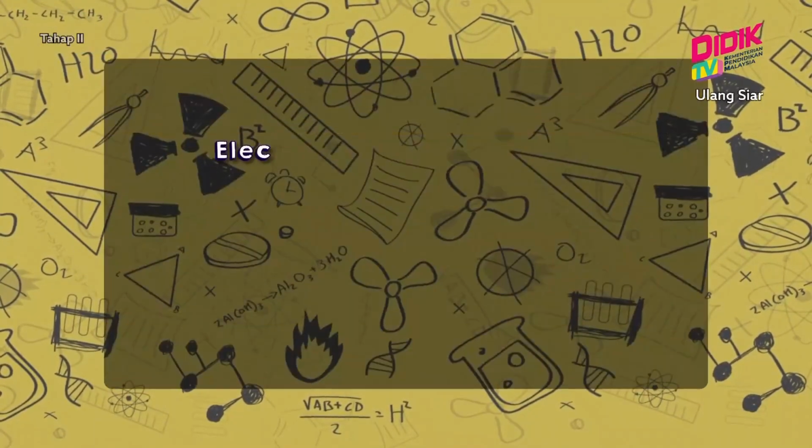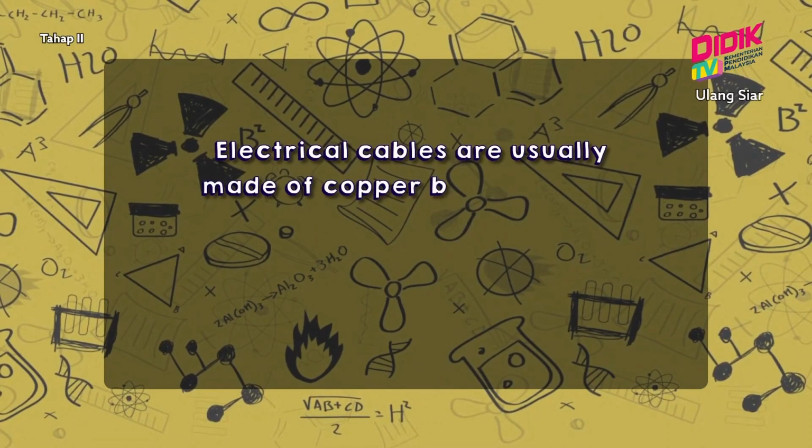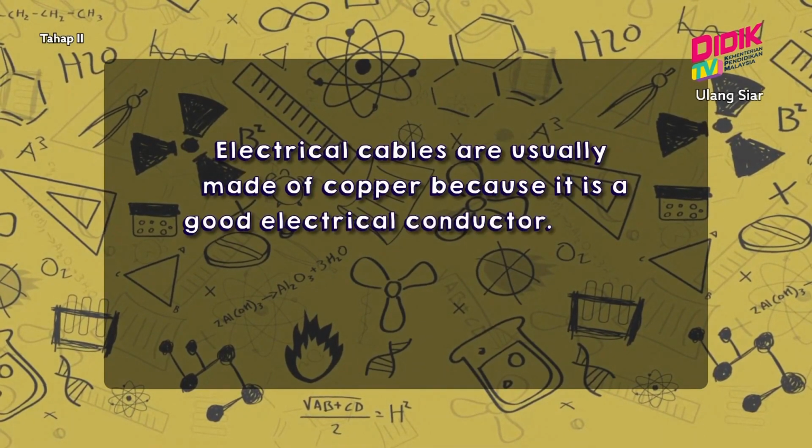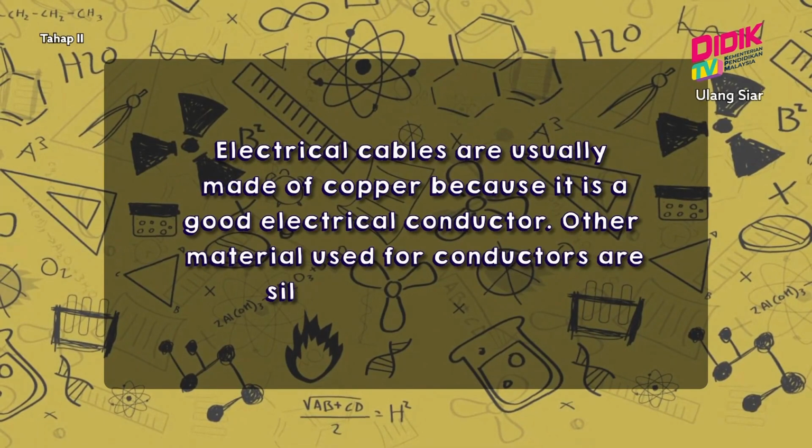Did you know electrical cables are usually made of copper because it is a good electrical conductor? Other materials used for conductors are silver and aluminium.